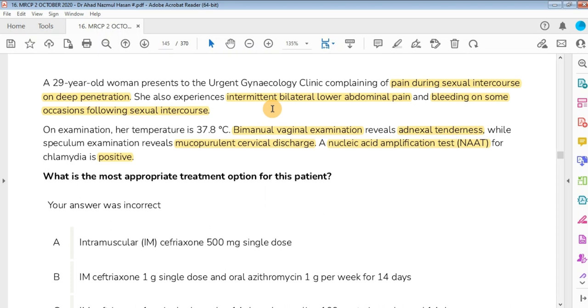A 29-year-old woman presents to the urgent gynecology clinic complaining of pain during sexual intercourse on deep penetration. She also experienced intermittent bilateral lower abdominal pain and bleeding on some occasions following sexual intercourse. On examination, her temperature is 37.8. Bimanual vaginal examination reveals adnexal tenderness, while speculum examination reveals mucopurulent cervical discharge. NAAT for chlamydia is positive. So there is pain. So can you tell me the diagnosis here?